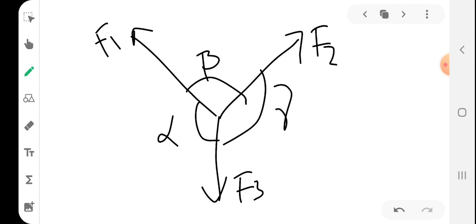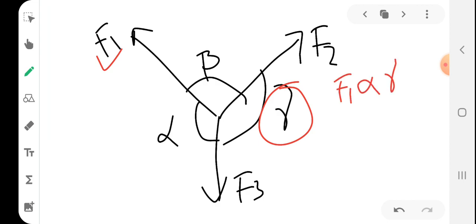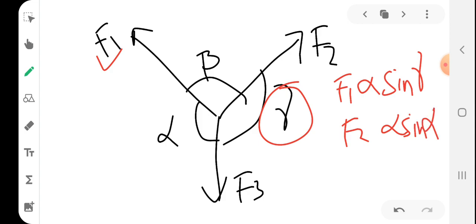According to Lami's theorem, F1 is proportional to the sine of the angle between the other two forces. So here it is gamma. F1 is proportional to sine gamma. F2 is proportional to sine alpha. F3 is proportional to sine beta.